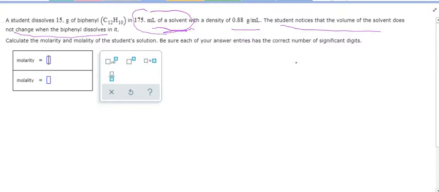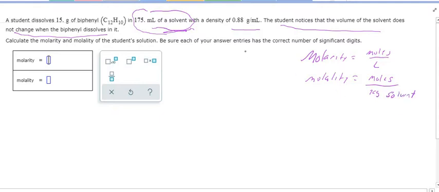So again, let's just remember our definitions, because that's really going to help us here. Molarity equals moles per liter, and molality, little m, equals moles per kilogram of solvent. Since moles is common to both of these, let's quickly solve for moles.